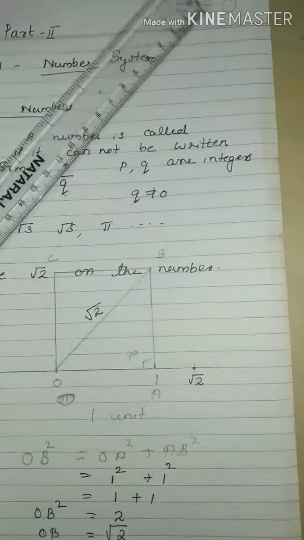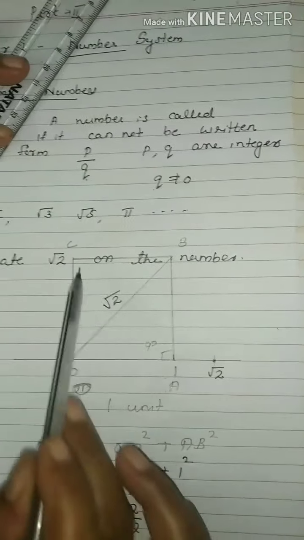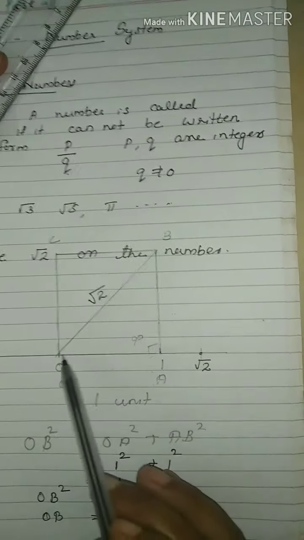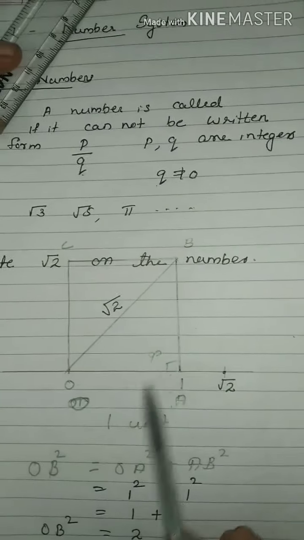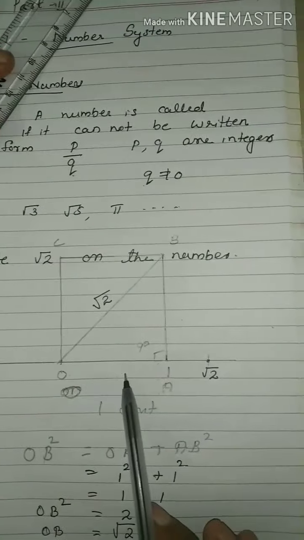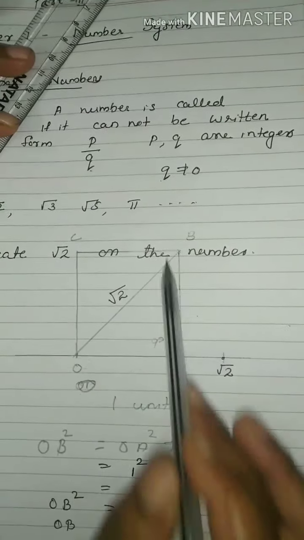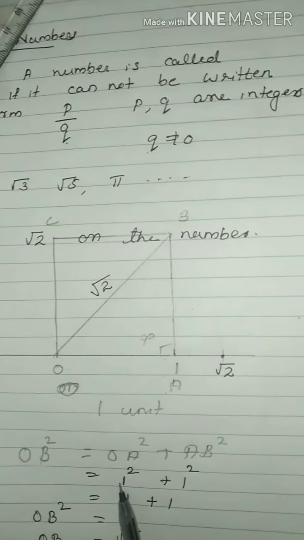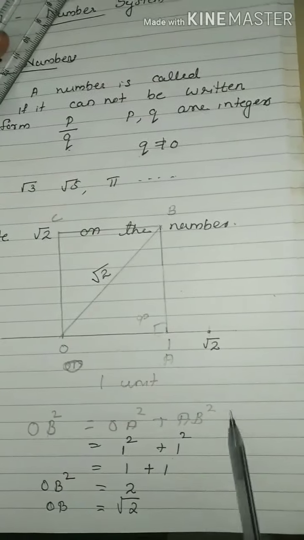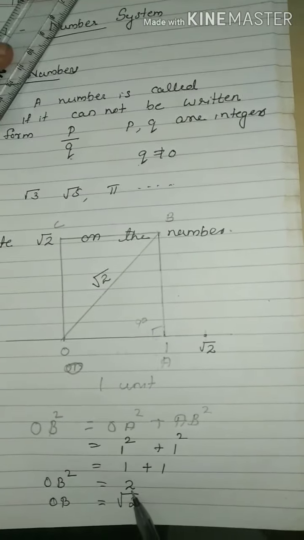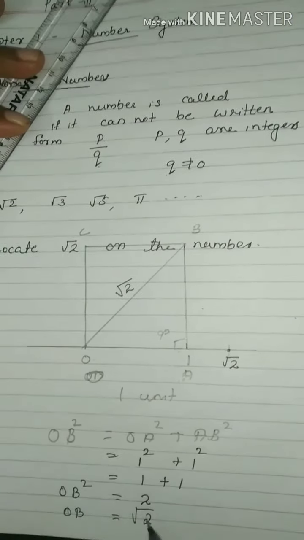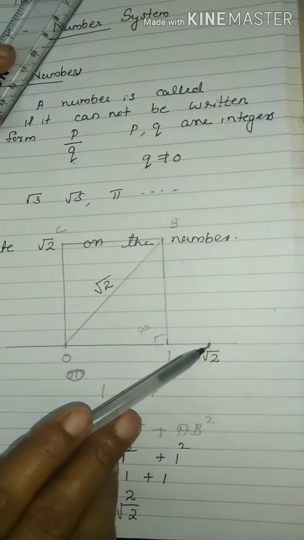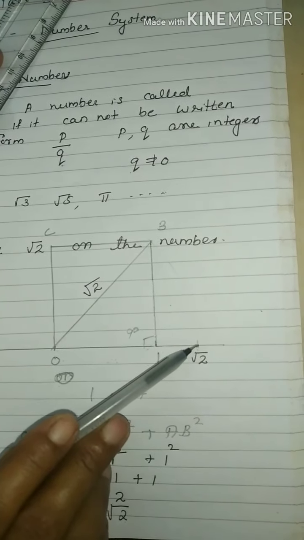Understand? I will explain once again. First you draw a square of unit length, then draw the diagonal, that is the hypotenuse of a right angled triangle. According to the Pythagoras theorem, OA square plus AB square is equal to OB square. OA square is 1, AB square is 1, 1 plus 1 is 2. Then OB is equal to square root of 2. This line is root 2. Then we can mark this root 2 on the number line.